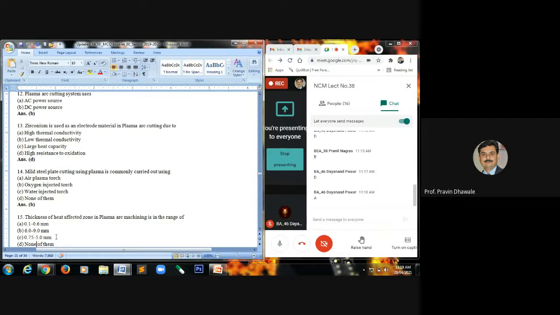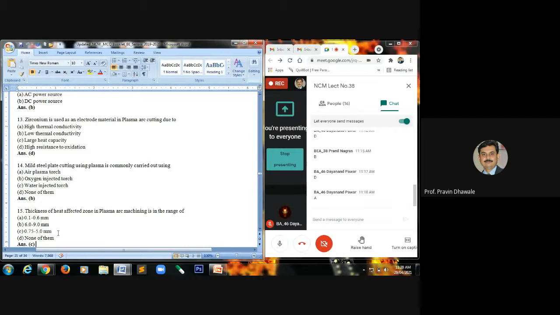The thickness of the heat affected zone in plasma arc machining is in a range of 0.1 to 0.6, 6 to 9, 0.75 to 5, or none of them. It is 0.75 to 5, not 0.5.